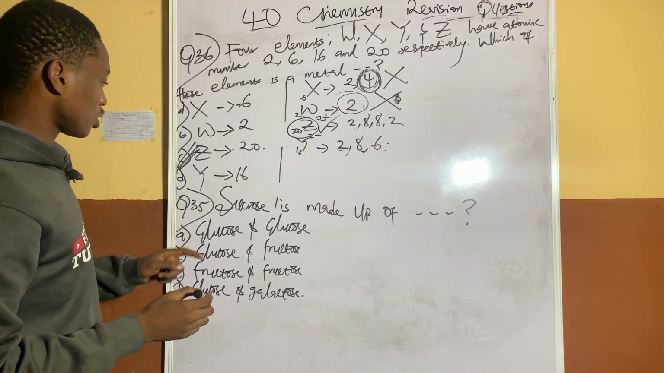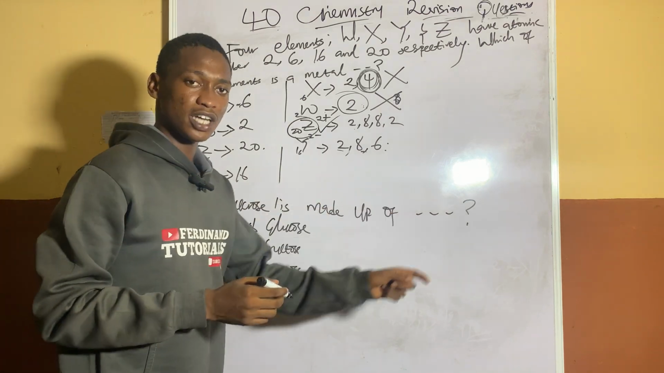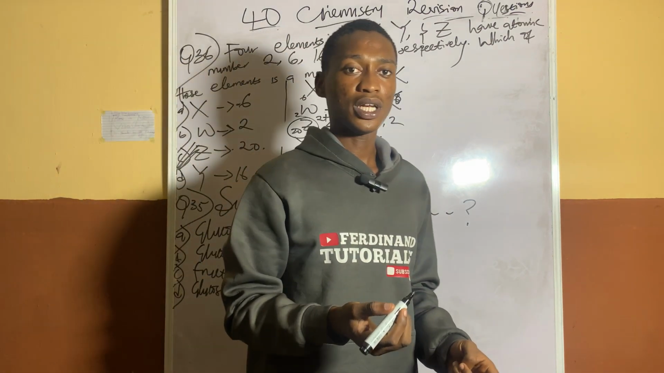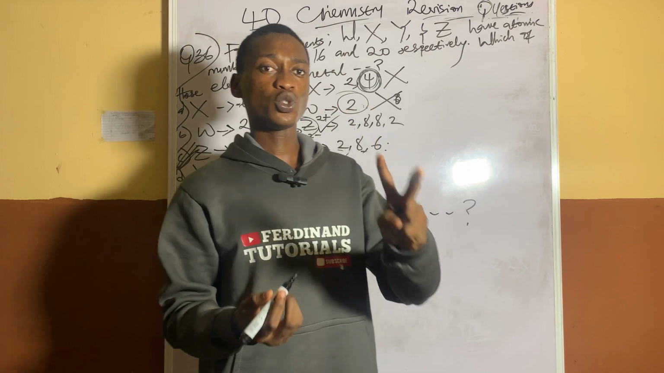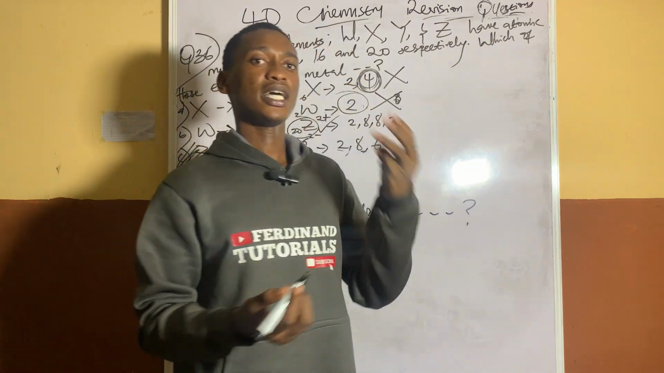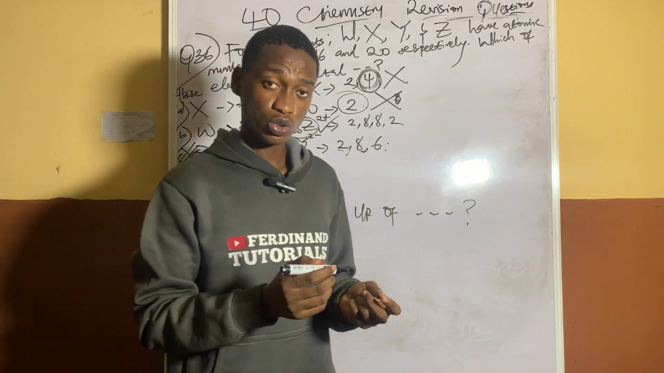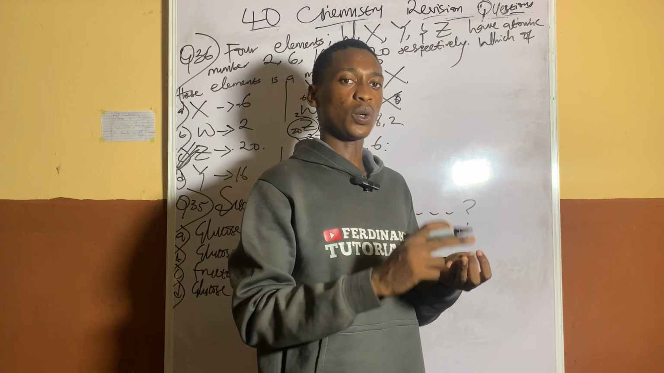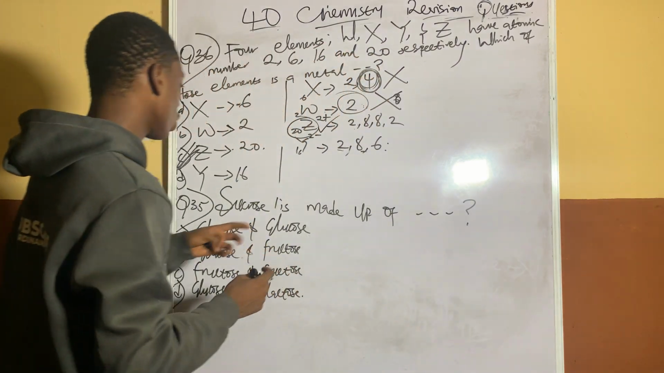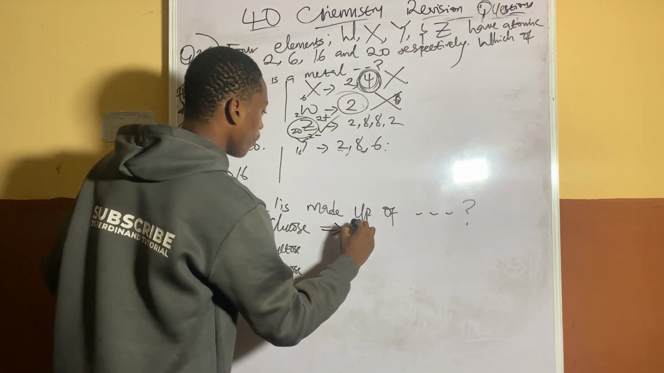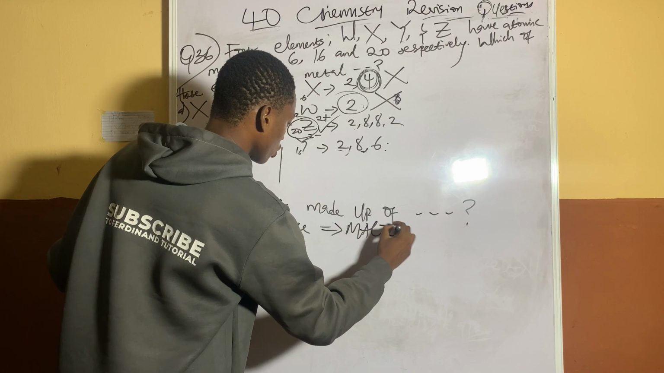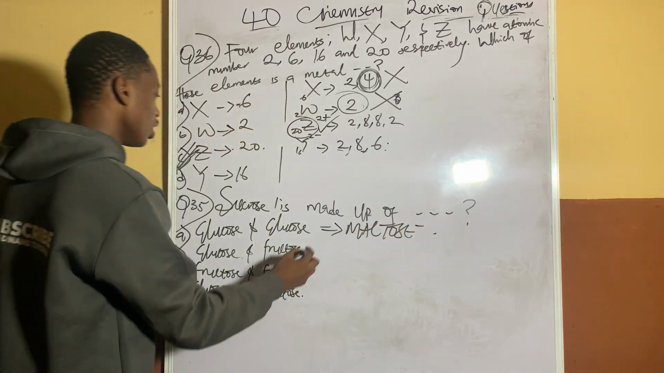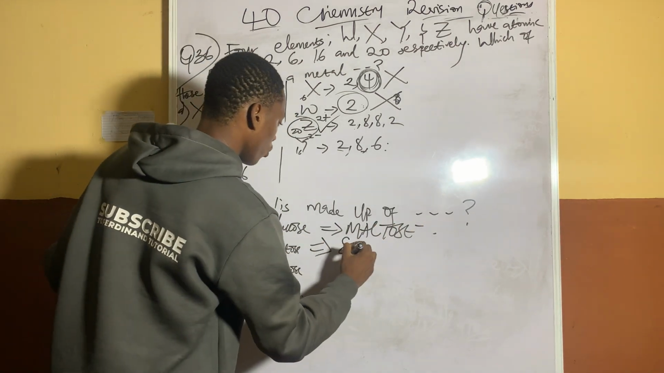Now, if I come to question 35, it says sucrose is made up of dash. Sucrose is a disaccharide. Are we there now? For a disaccharide to be formed, there must be 2 combinations of what? Of monosaccharides. There are 3 important disaccharides that you must know. We have lactose, we have sucrose, and we have maltose. Now, glucose plus glucose will form what? Maltose.